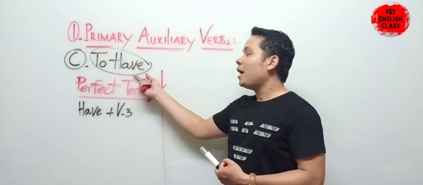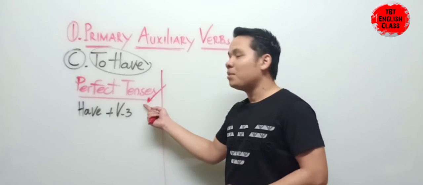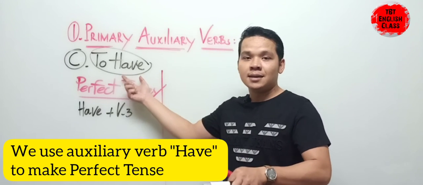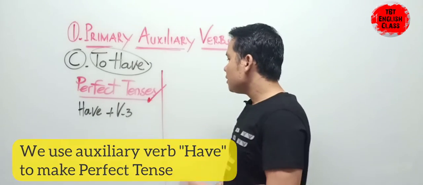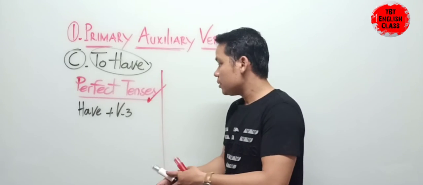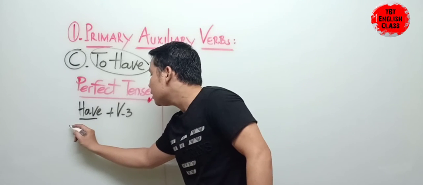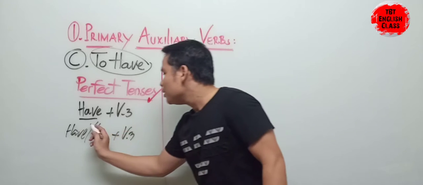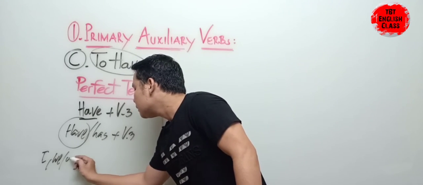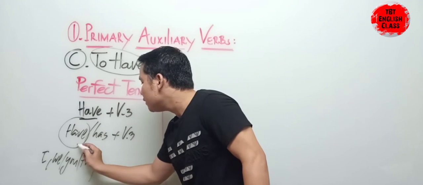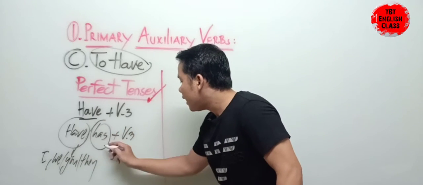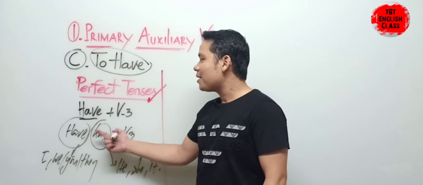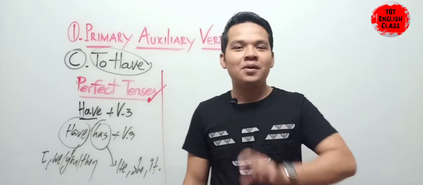So everyone, how do we use to have as a primary auxiliary verb? Normally, we use this verb to create perfect tense. So when you want to make a simple sentence into perfect tense, primary auxiliary verb to have is really necessary. You can see the form is have plus verb 3. Have here can refer to have or has as well, plus verb 3. It depends on the subject that we use. When we use the subjects I, we, you, and they, we use have: I have, we have, you have, and they have. But we use has with the subjects he, she, and it. This is what we use to make perfect tense. We use primary auxiliary verb to have to create perfect tense.